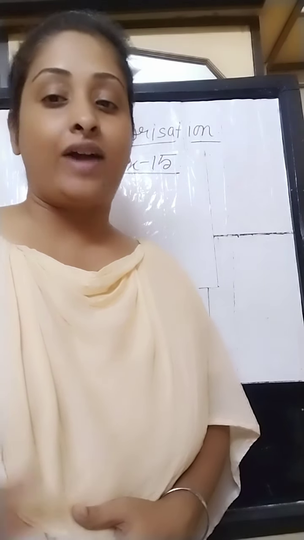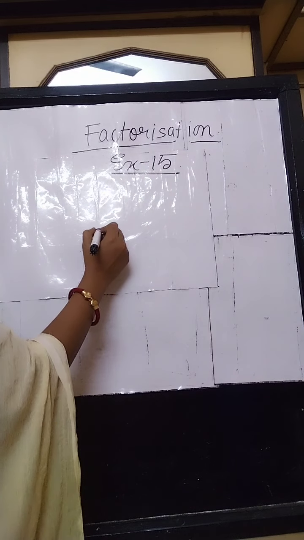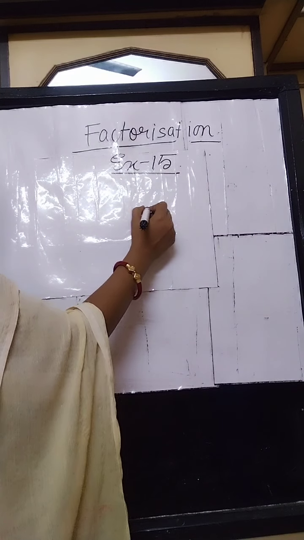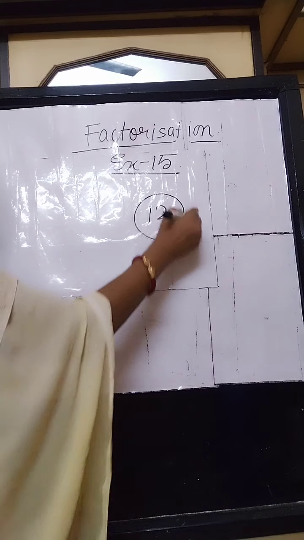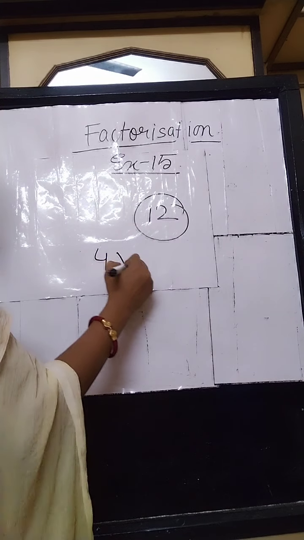Now before starting this chapter, I just want to give you a glimpse of what factorization is. Previously in the junior classes we have read about factors and multiples. What are factors and multiples? Let's see. Suppose we take a number, say 12. Now how do we obtain 12, or what are the factors of 12? We can write 4 into 3.